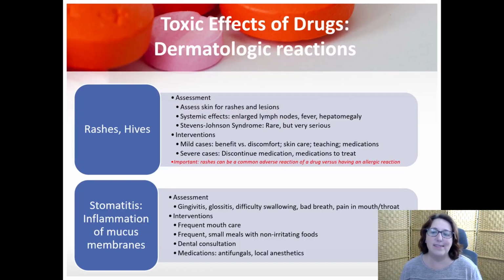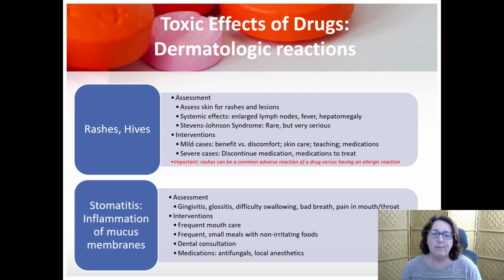There's also something called Stevens-Johnson syndrome. This is rare but very serious. It's a potentially fatal skin reaction where the patient has dark red papules, which are small raised areas on the skin or bumps, appearing on the extremities with no pain or itching. Often it's in a ring or circle-shaped patches.